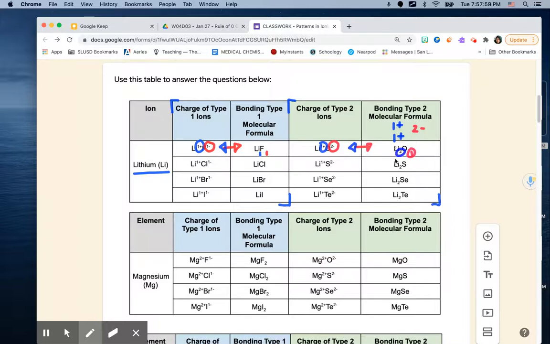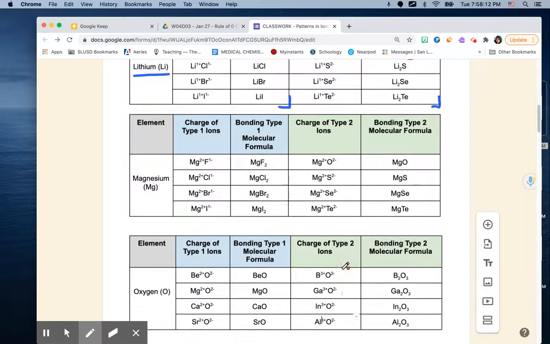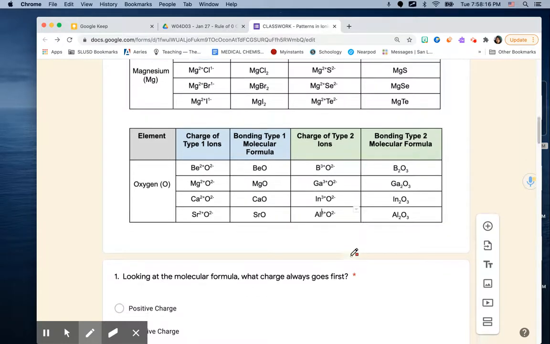So you might notice a pattern now, and see if you can figure that out and if it's true for the rest of them, right? So once you look through some of these, you can look at all of the lithium examples, you can look at all of the magnesium or Mg examples, and all the oxygen examples. This one's kind of the hardest, right?